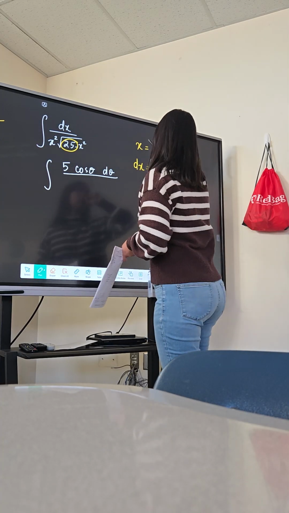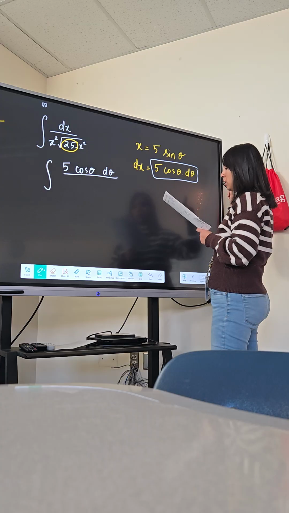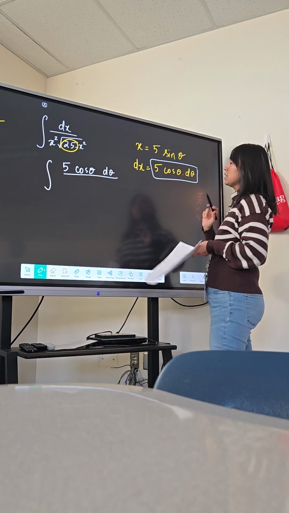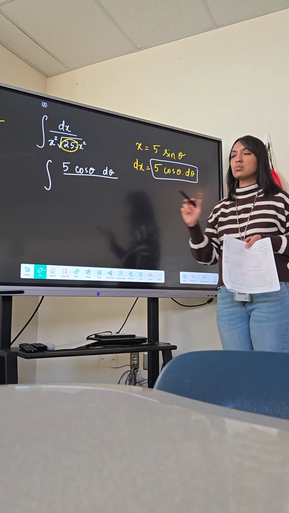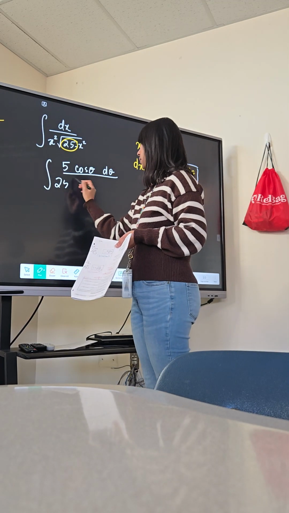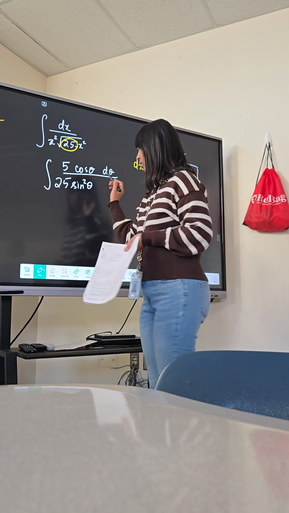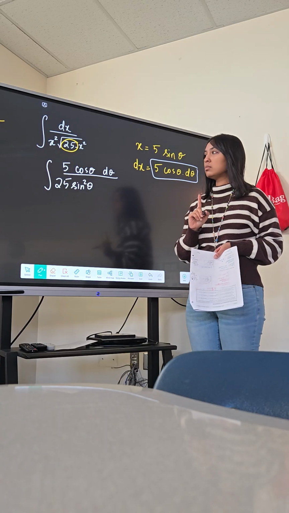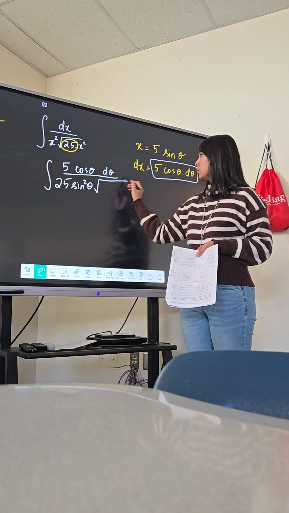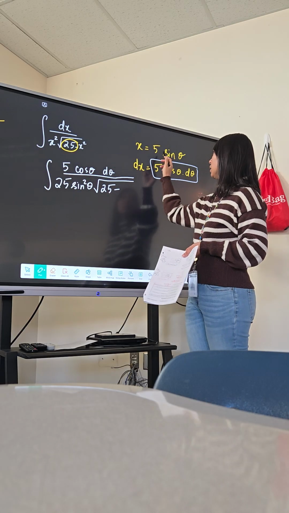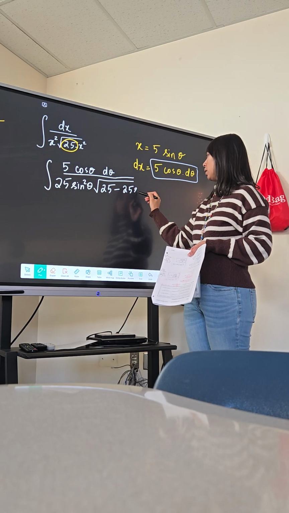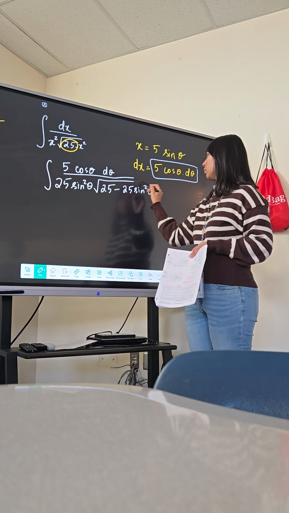Okay, now x squared is going to be replaced with whatever the square of this is. So 25 sine squared theta. Now the 25 stays as that, and then the x squared here is another 25 sine squared theta. Are we good with that?